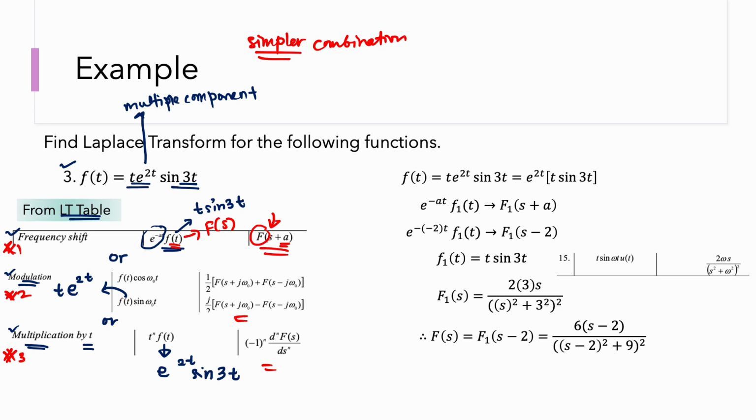If we use the modulation possibility, we can see there is an involvement of j, which is imaginary. So the solution is quite complex. And for possibility number 3, we can see it will involve in our S domain, what?